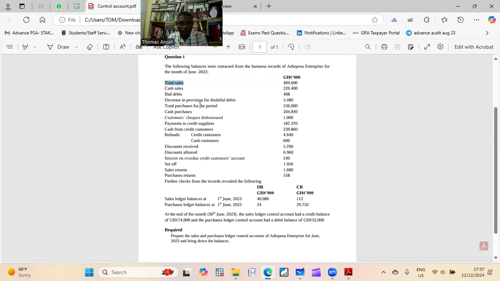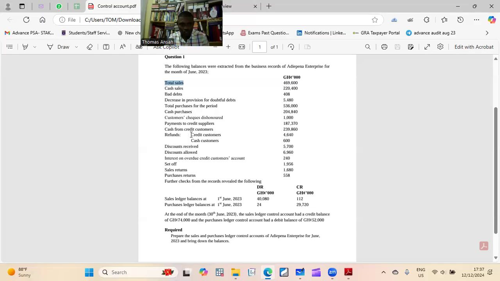So you have total purchases for the period and cash purchases. The subtraction will give you the credit purchases, so you know what to do. Customers cheques earned, where? Of course, the debit side of the sales ledger control account. Payment to suppliers, where? The debit side of the purchases ledger. Cash from credit customers: you have to credit this cash to the sales ledger to reduce the money.